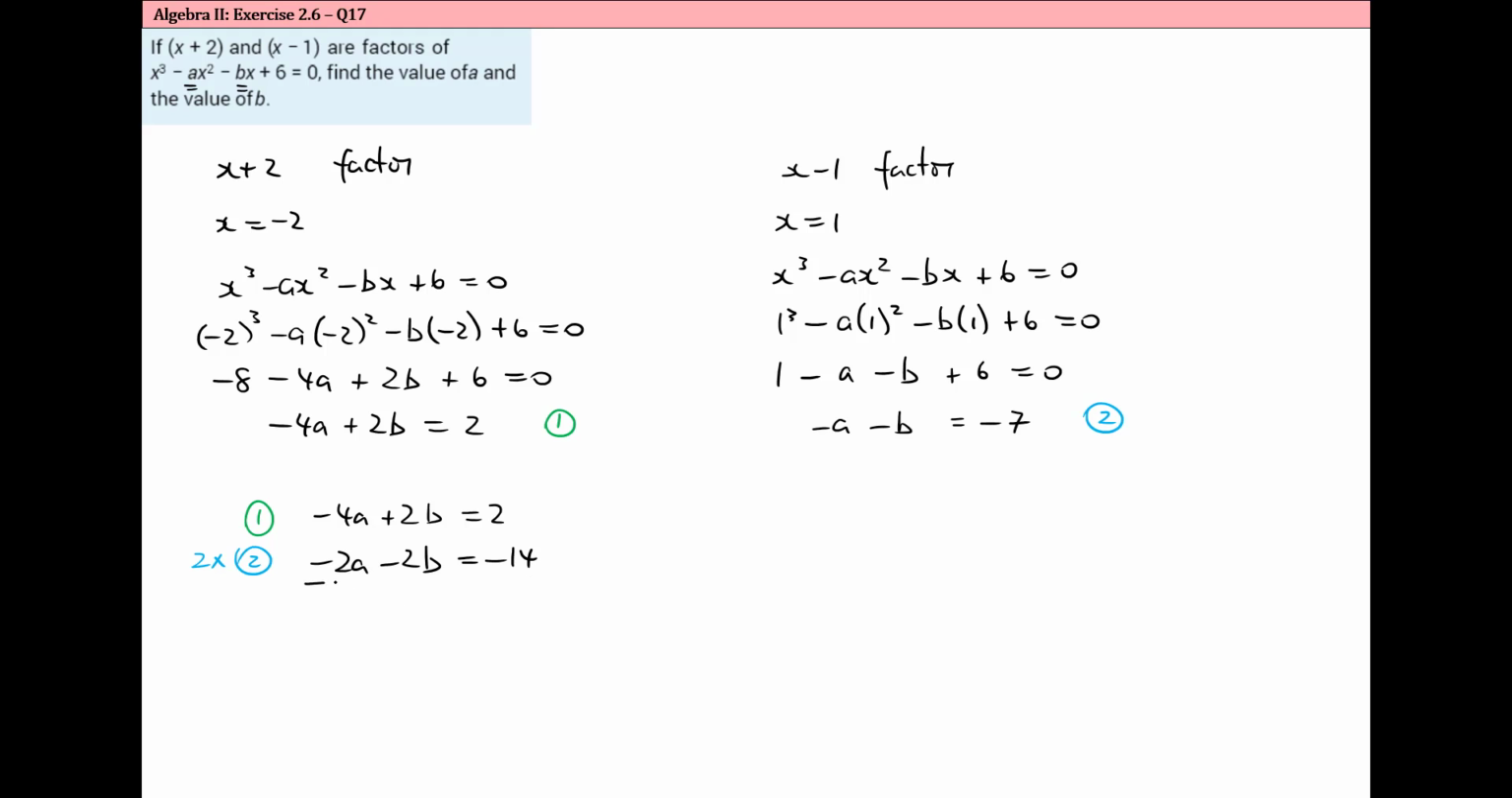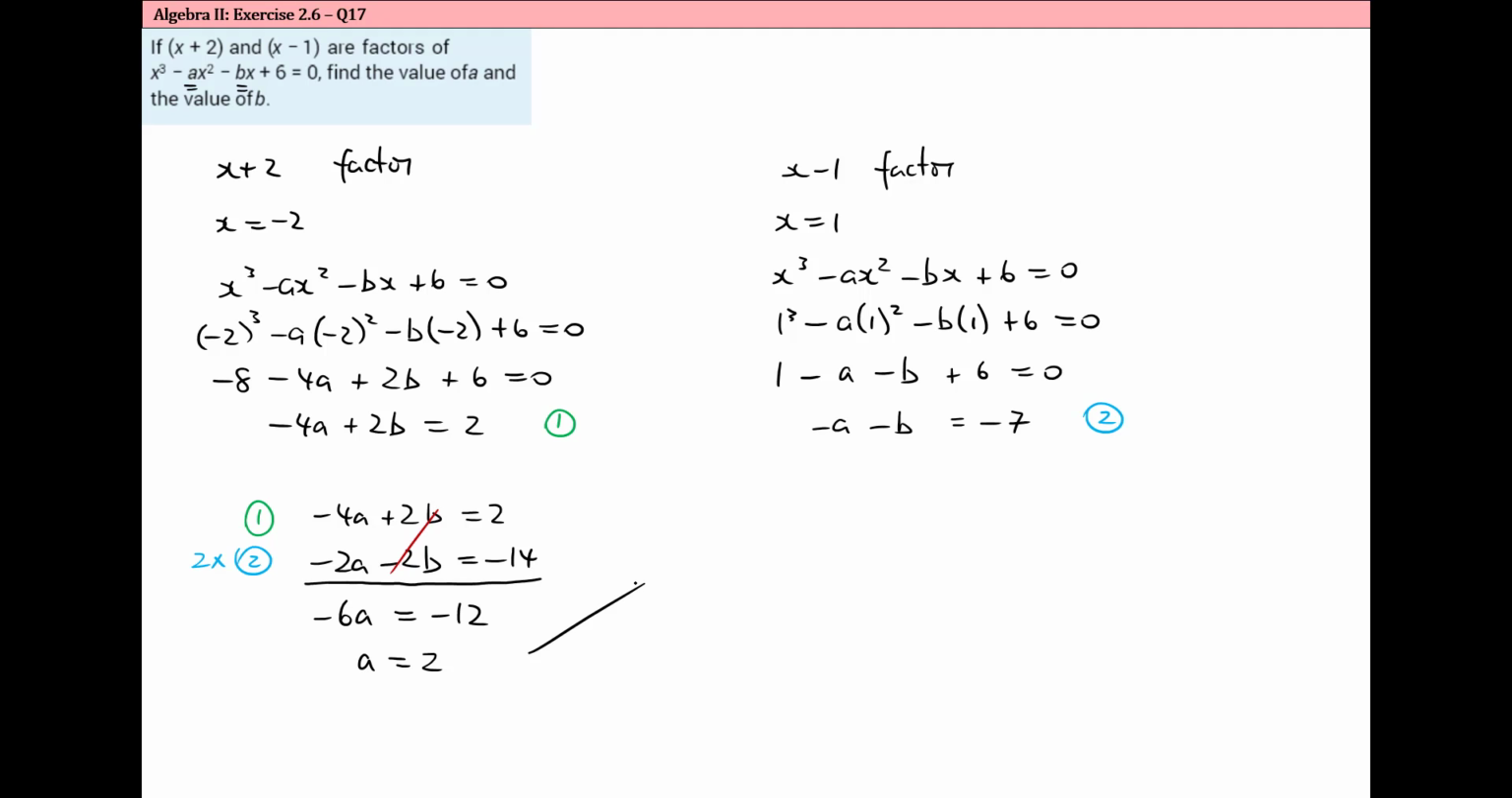I'm going to draw a line underneath and sum the two lines. So we have plus 2b minus 2b is 0, minus 4a minus 2a is minus 6a, and 2 minus 14 is minus 12. Dividing both sides by minus 6, I have that a is equal to 2.